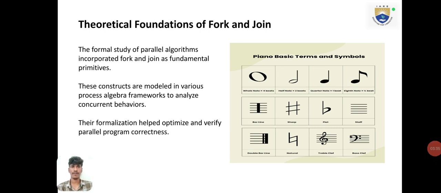Theoretical foundation of fork and join. The formal study of parallel algorithms incorporated fork and join as fundamental primitives. These constructs are modeled in various process algebra frameworks to analyze concurrent behaviors. Their formalization helped optimize and verify parallel program correctness.